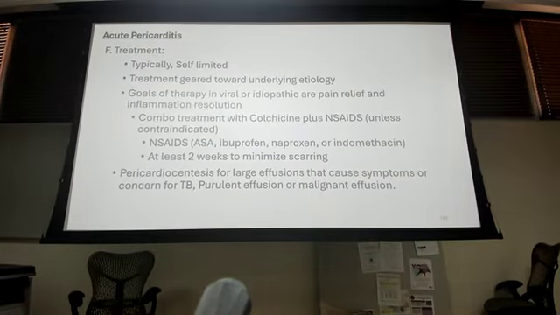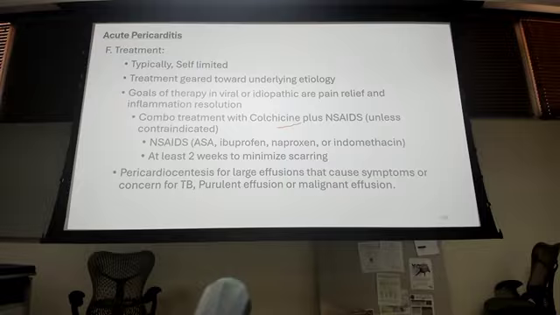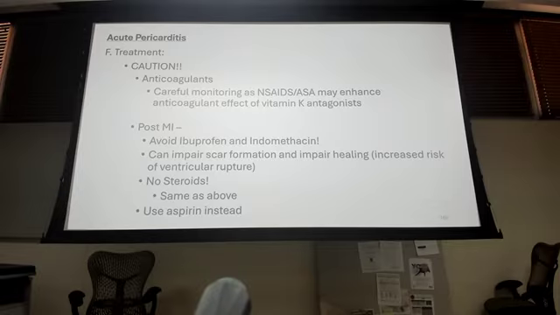Then the big thing to know is the treatment. So in a patient who does not have MI or heart attack-induced pericarditis, the treatment is an NSAID plus colchicine, okay? And it could be any NSAID. But if you have it post-MI, then it's aspirin plus colchicine. Like you see here on this one.